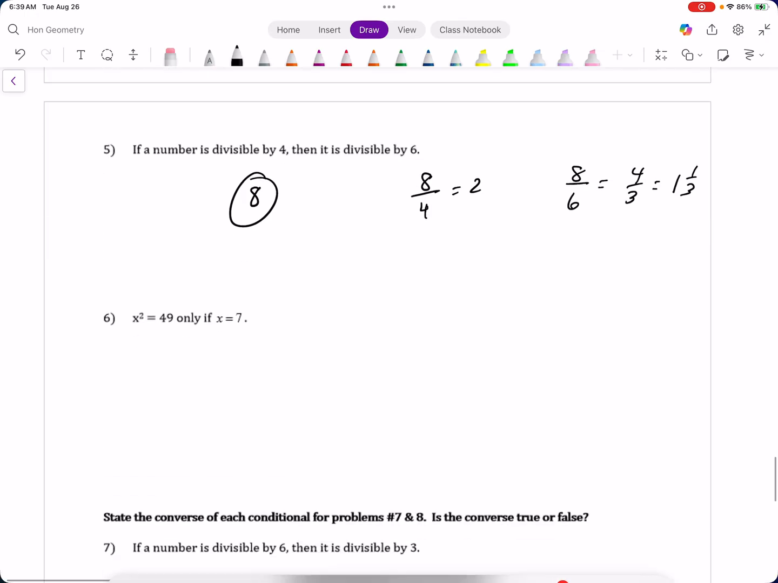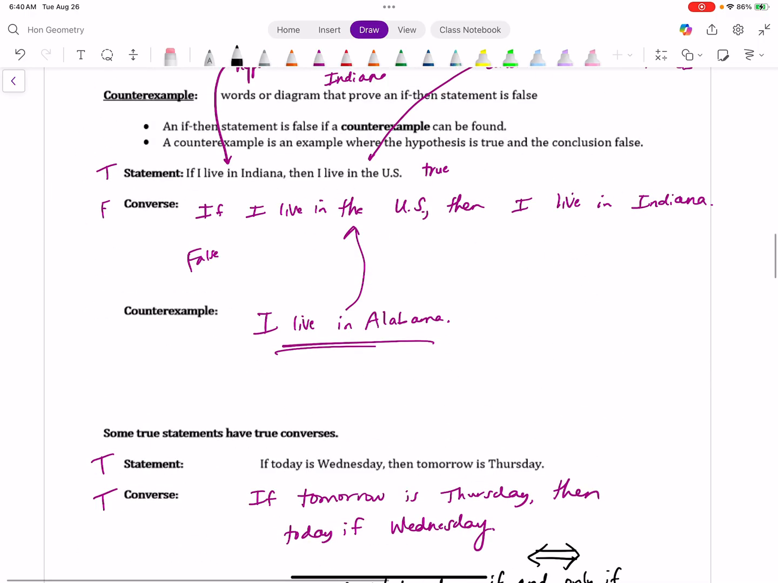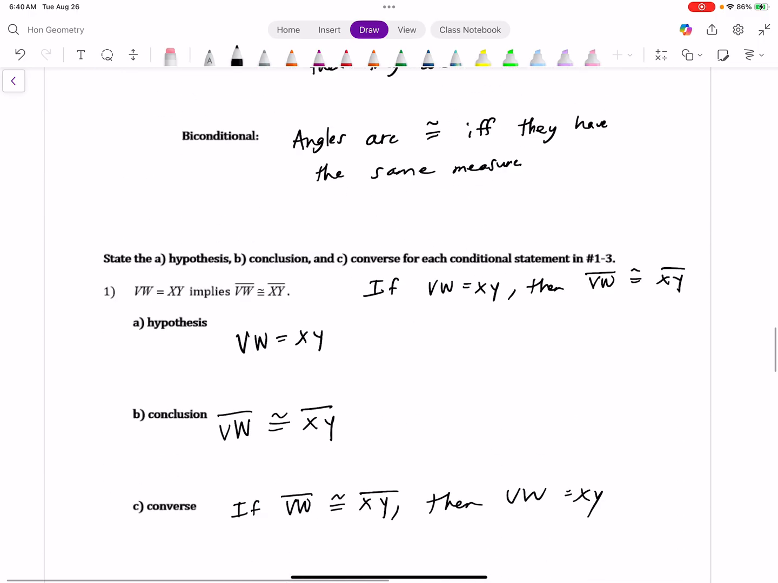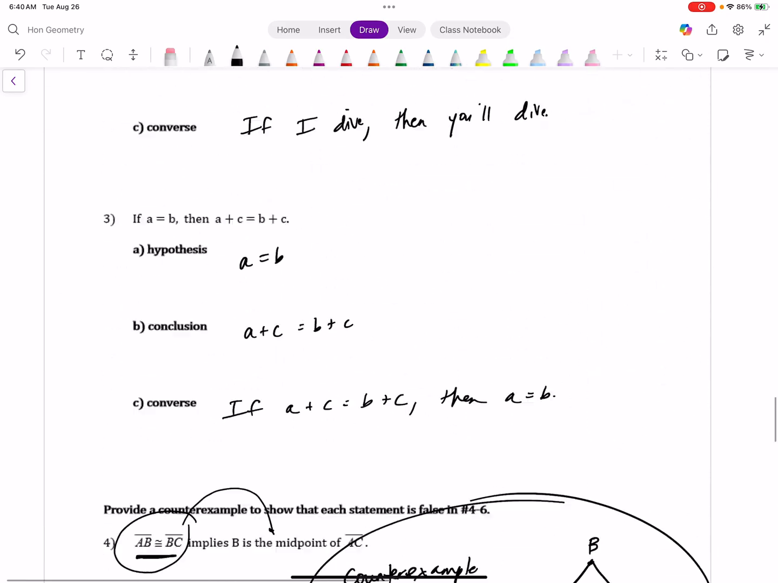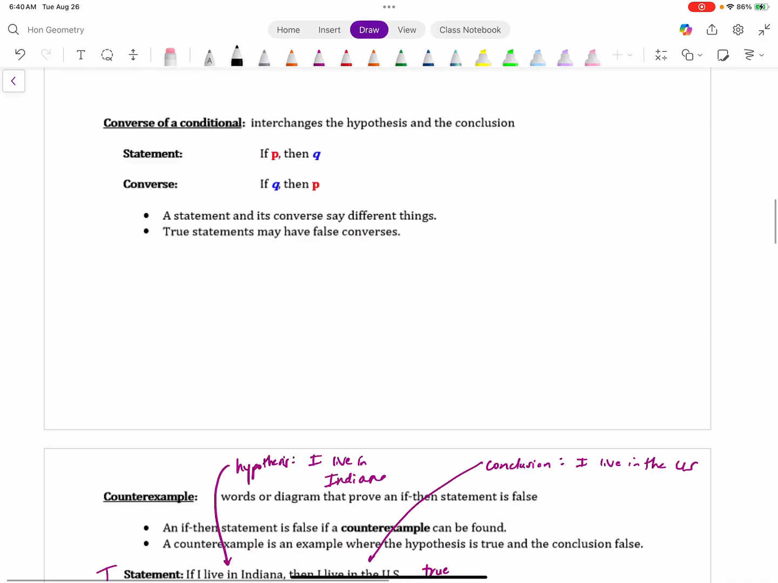If x squared is equal to 49 only if x is 7. Oh, and this is the one I said I wasn't going to use. And then it's in the notes still. Wait, where was it? We said that. I'm making you dizzy, aren't I? Yeah, the whole only if.